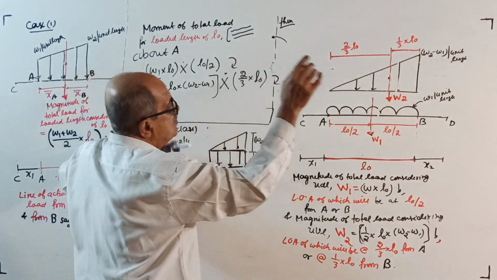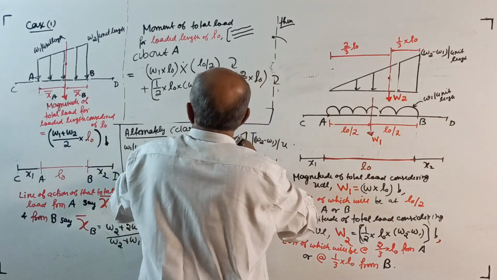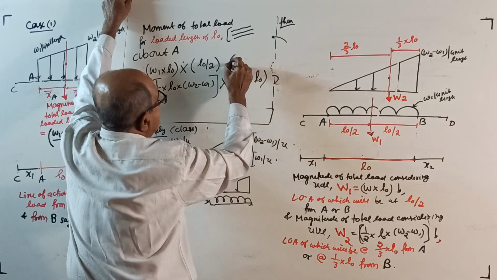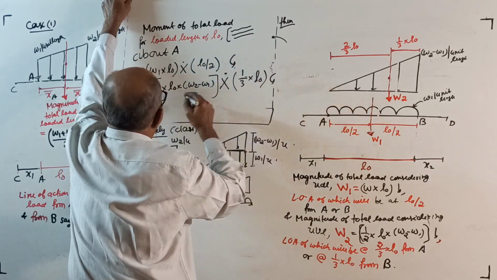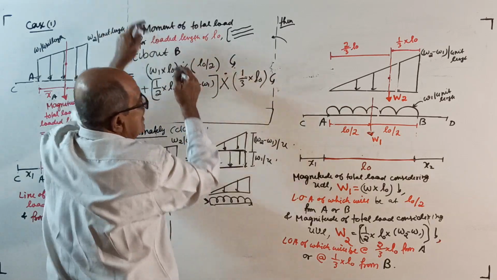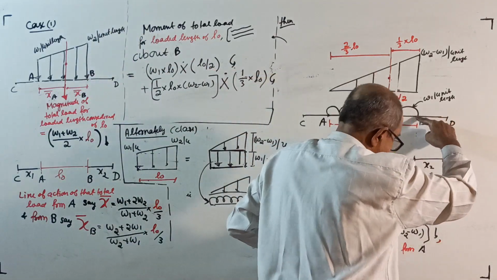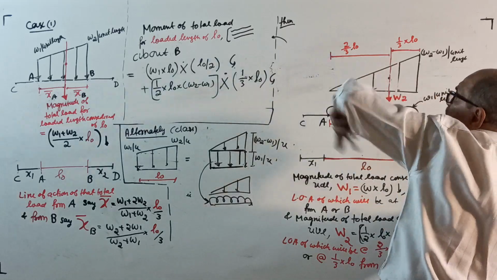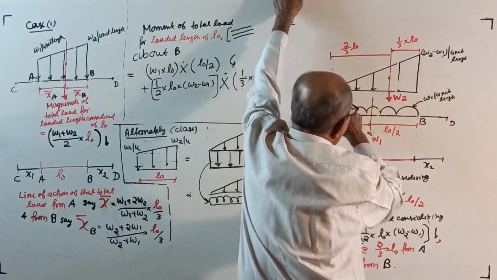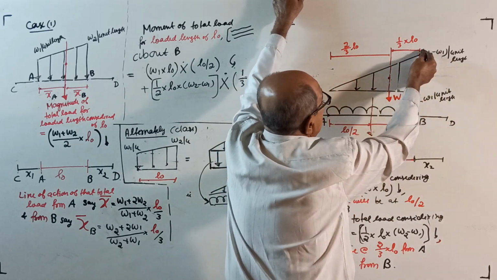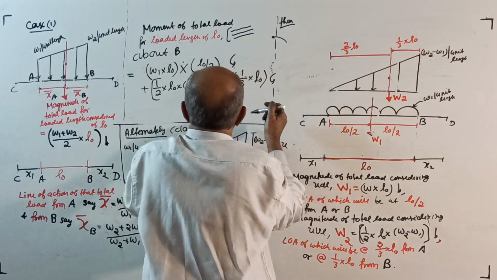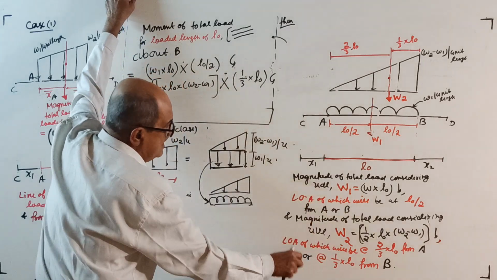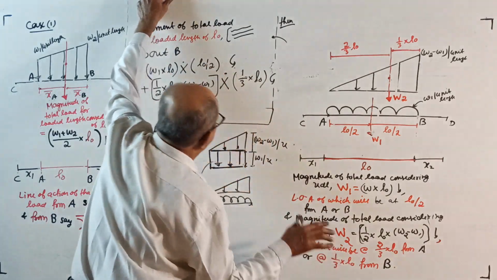Now moment about B. About B, W1 into L0, the total load, into L0 by 2, anti-clockwise. Half into L0 into W2 minus W1 into 1/3 of L0, that also anti-clockwise. Everything you have to write below.